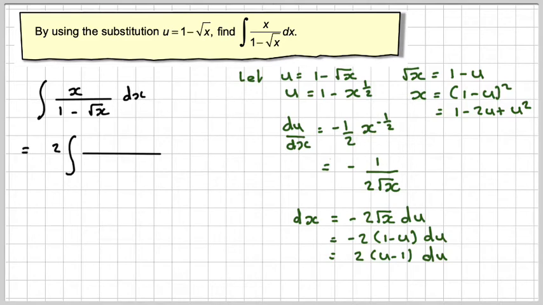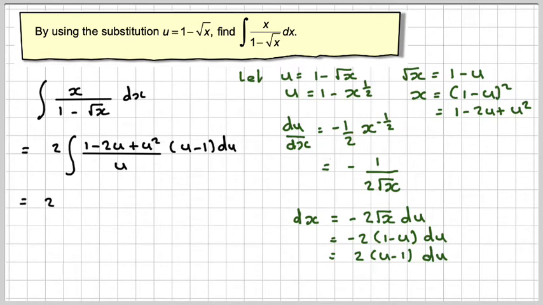So we're going to have 2 times 1 minus 2u plus u squared over 1 minus root x, which is u, times dx, which is u minus 1 du, and the 2 here has been put in the front at the beginning. A constant you can take out of the integral sign.